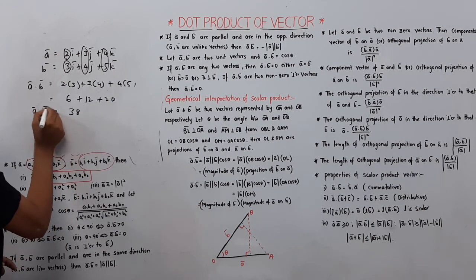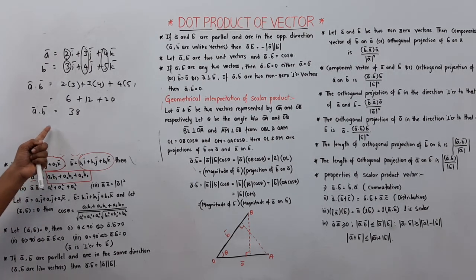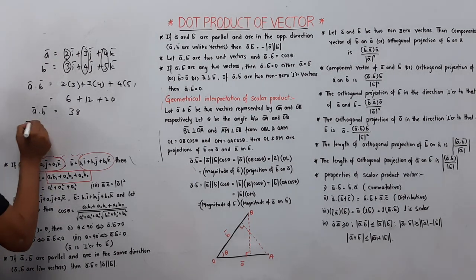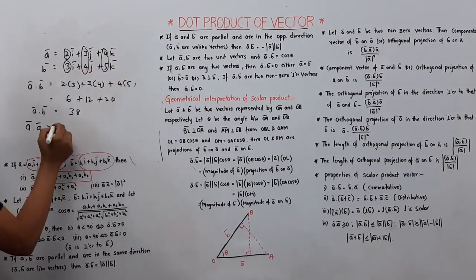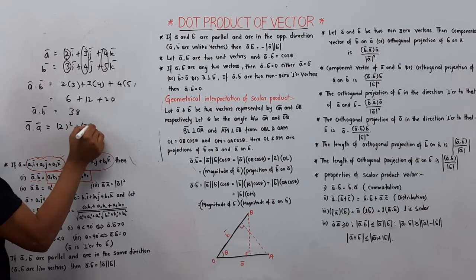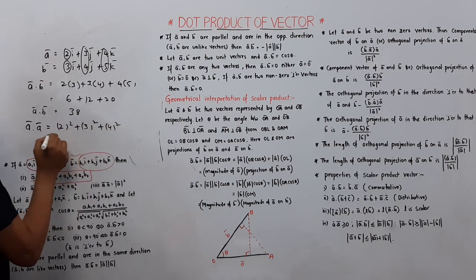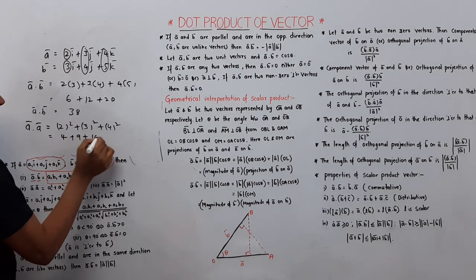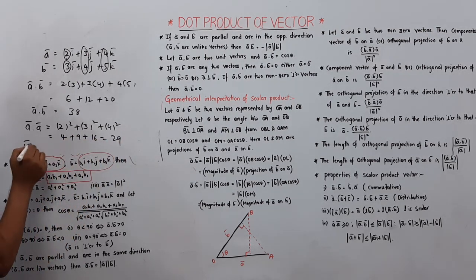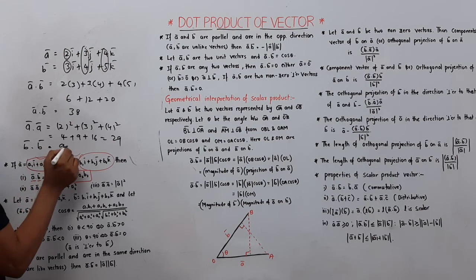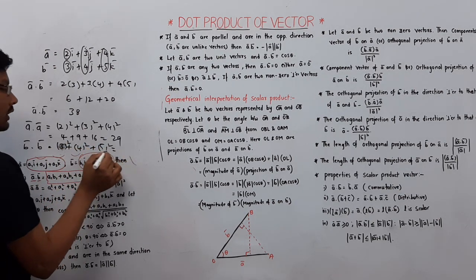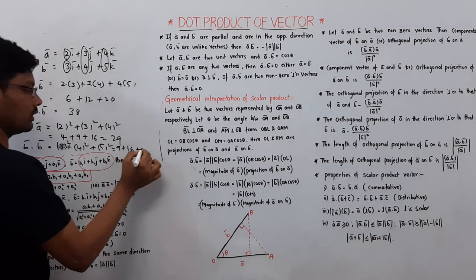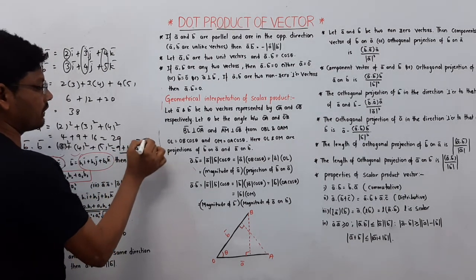So a bar dot b bar, the dot product of the two vectors, is equal to 38, and a bar dot a bar, how much are we getting? a1 square plus a2 square plus a3 square, that is 2 square plus 3 square plus 4 square, that is 4 plus 9 plus 16, which is equal to 29. And b bar dot b bar: 3 square is 9, 4 square is 16 and 5 square is 25. So 9 plus 16 plus 25 is equal to 50 here.